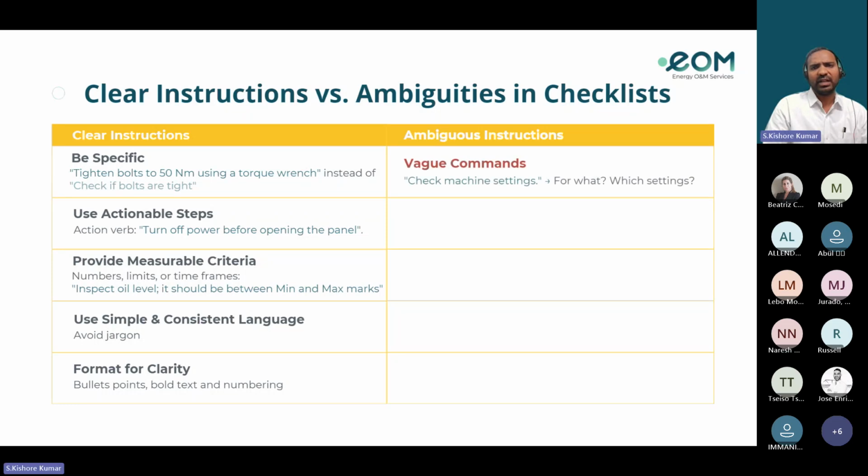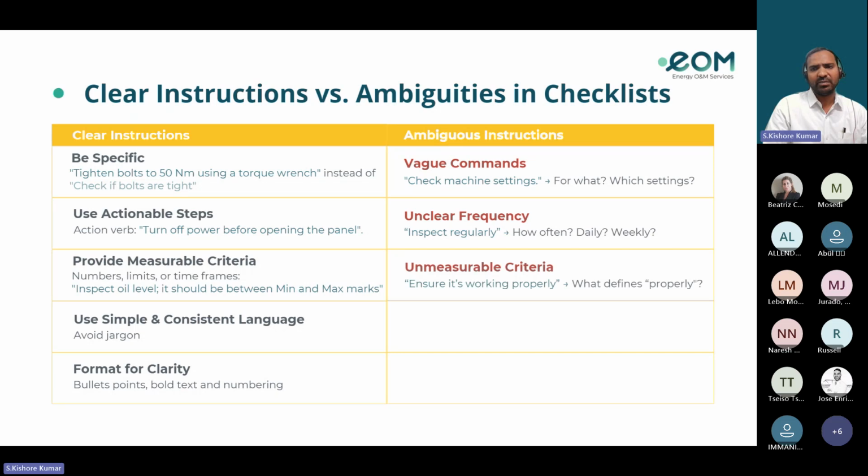Now the ambiguous instructions. Vague commands. Check machine settings. For what? Which settings? Unclear frequency. Inspect regularly. How often? Daily or weekly? It's unclear. Unmeasurable criteria. Ensure it's working properly. What defines properly?